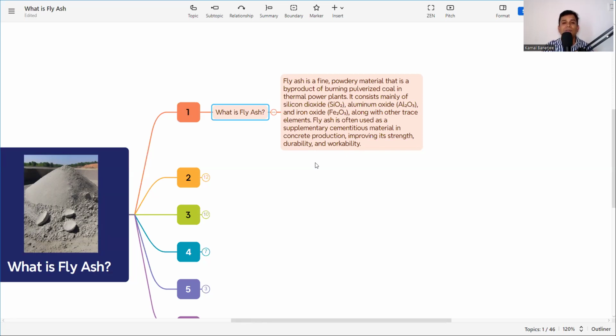And what does fly ash consist of? It consists mainly of silicon dioxide, aluminum oxide, iron oxide, along with other trace elements. Now this fly ash is a byproduct, but it has a detrimental effect on the environment. It can cause land pollution, air pollution, water pollution, and it also has a detrimental effect on human life. So we need to use it or reuse it so that the environmental effect is minimal on our earth. So how it can be used, let's jump to the point.